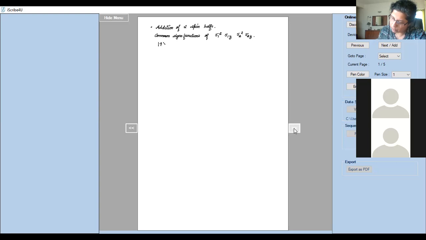It will be both up, up, okay? Or it can be first one up, second one down. Or it can be first one down, second one up, or it could be both down, down. Correct? So this is the common eigenfunctions of S1 square, S1Z, S2 square, S2Z.